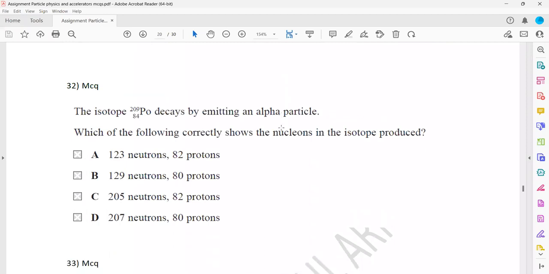In question 32, an isotope of polonium, 84 and 209, decays by emitting an alpha particle. Which of the following correctly shows the nucleon in the isotope? When there's an alpha decay, the nucleon number decreases by 4 and the atomic number decreases by 2. So the nucleon number minus 4 will be 205, and this will decrease by 2, so 82. And there will be an alpha particle. So 205 and 82. So C will be the right answer.